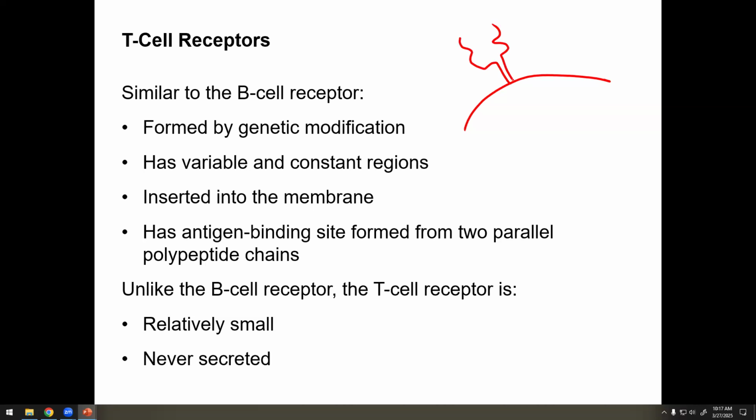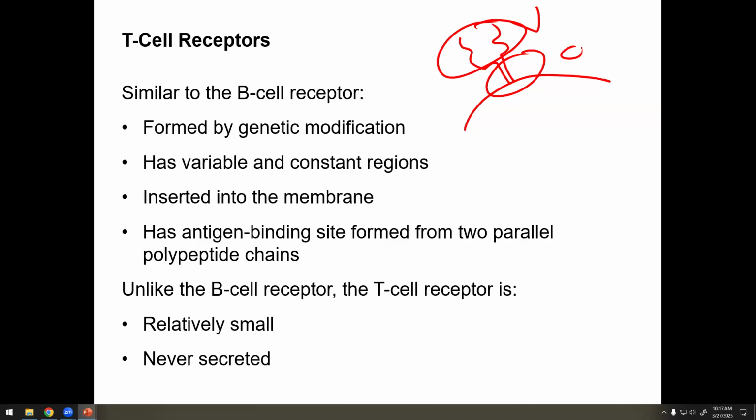But in the end, it's very similar because we will have a variable region and a constant region. The variable region is the part that interacts with the antigen. For our T cell receptors, they are never secreted. They're always on the surface of the cells. They're only ever surface receptors on cells. Only B cells secrete their receptors as antibody.